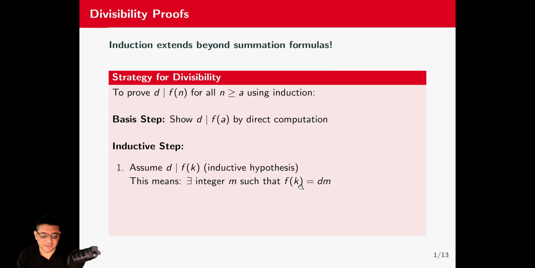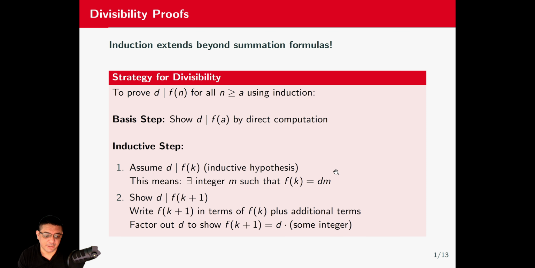And this means that there is an integer m such that f of k equals d times m. Then we're going to show that d divides f of k plus 1. We're going to write f of k plus 1 in terms of f of k plus additional terms, and we're going to factor out to show that f of k plus 1 equals d times some integer.